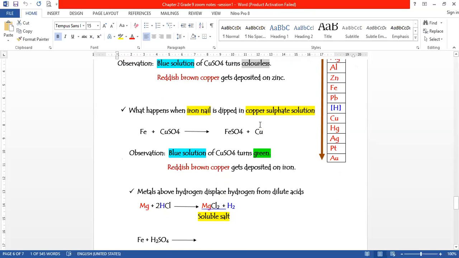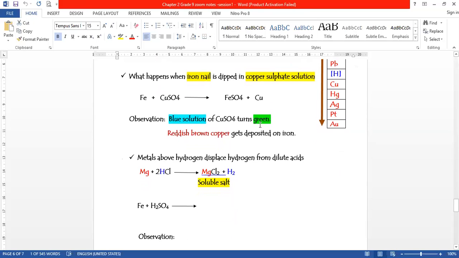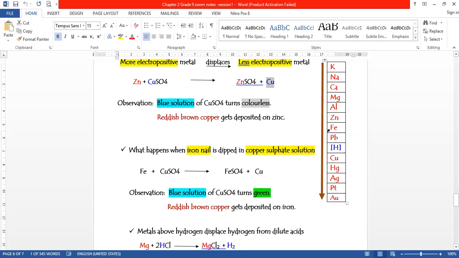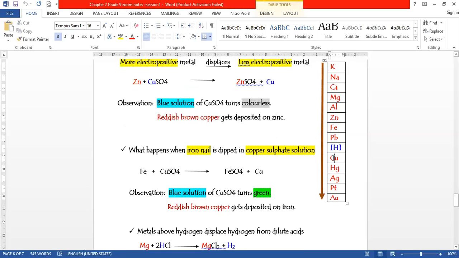Okay, the next reaction which we're discussing is when an iron nail is dipped in copper sulfate solution. So again, we are taking copper sulfate solution. You can see in the reactivity series, the position of iron is over here, copper is over here. So iron is on top of copper, and iron can easily displace copper from its solution. So iron displaces copper from its solution, making iron sulfate and copper.